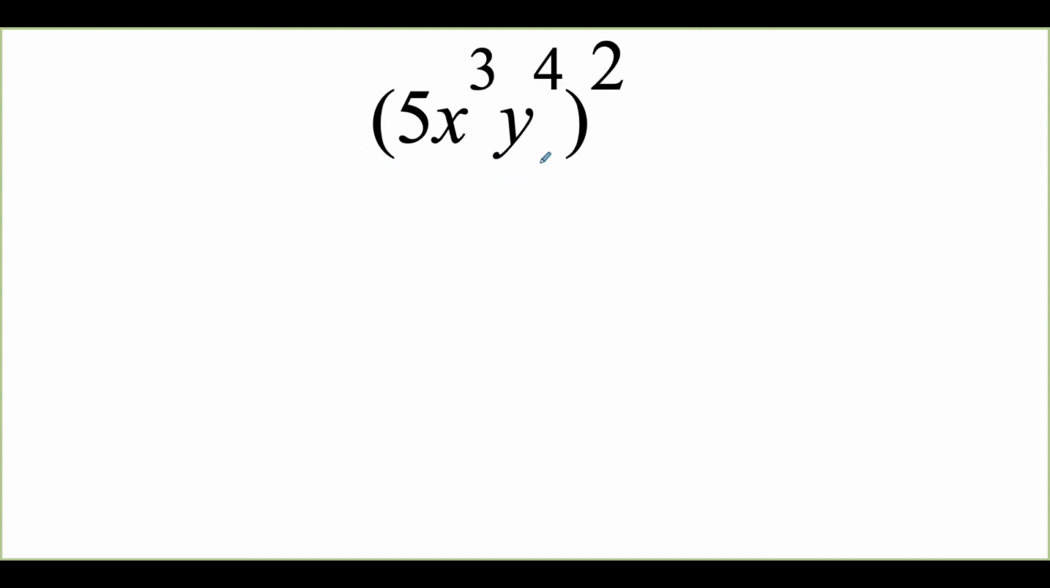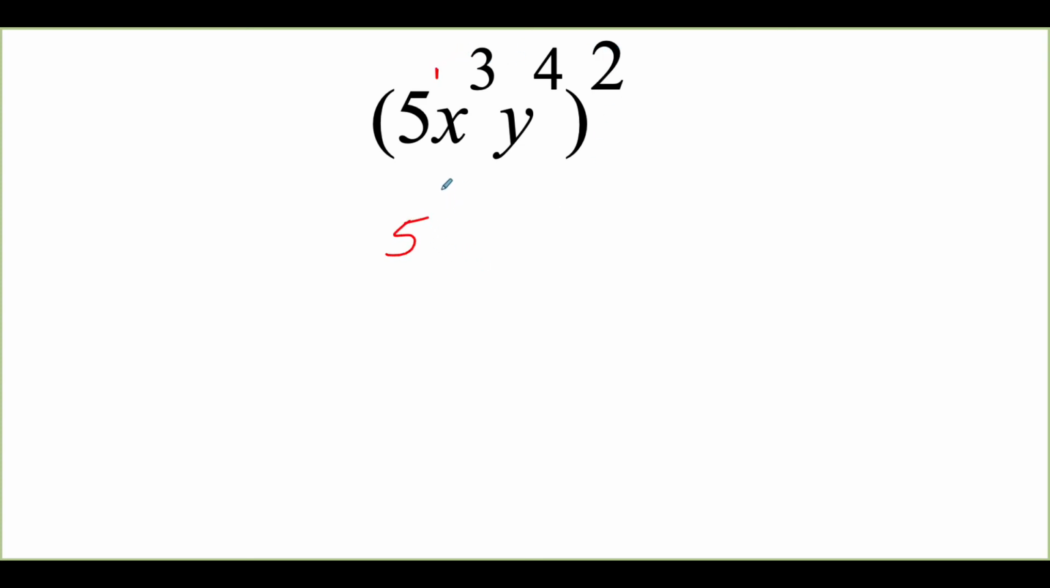Okay, here's another example. So we've got 5x cubed y to the 4th, and that's all being squared. So right now on that 5, there's an implied first power. On that x, there's a third power. On that y, there's a fourth power. So we have to take all of these powers and multiply them by that 2 that's on the outside.